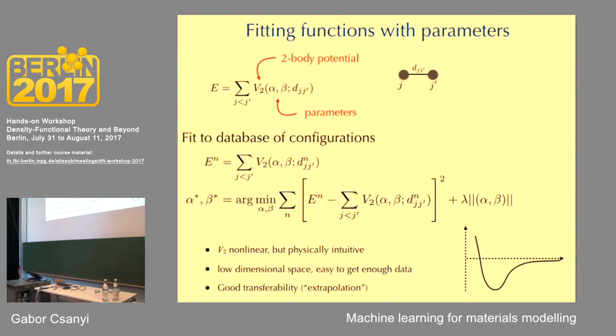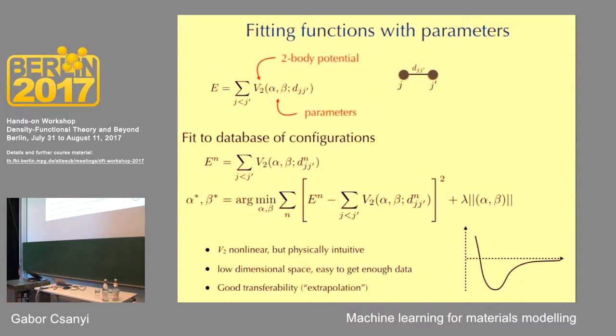The nonlinearity is in the functional form, usually. It's physically intuitive, so Lennard-Jones looks like this, and at close range it's repulsive, at far range it's attractive. That's very physical. The search space is very low dimensional. Alpha and beta are just two parameters that you're trying to fit. And it's very easy to get enough data. You don't need very many of these equations to nail down alpha and beta.